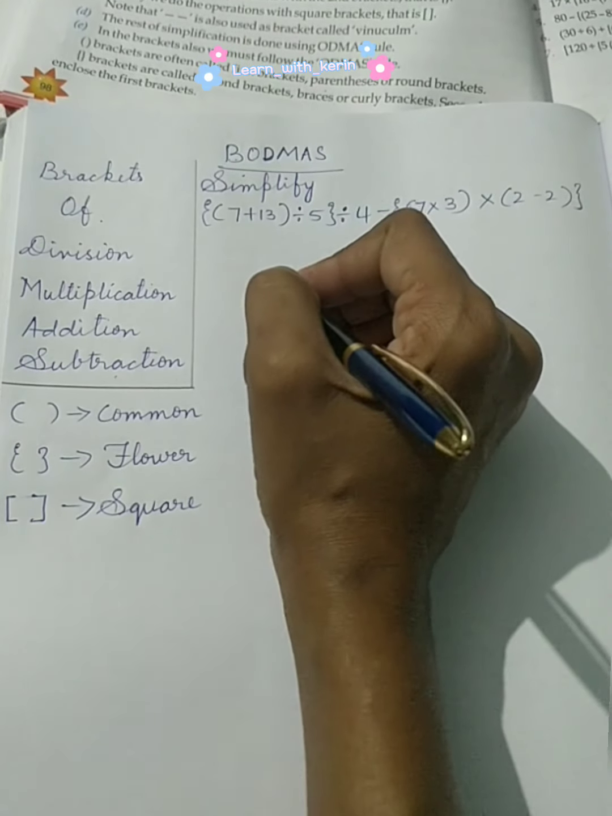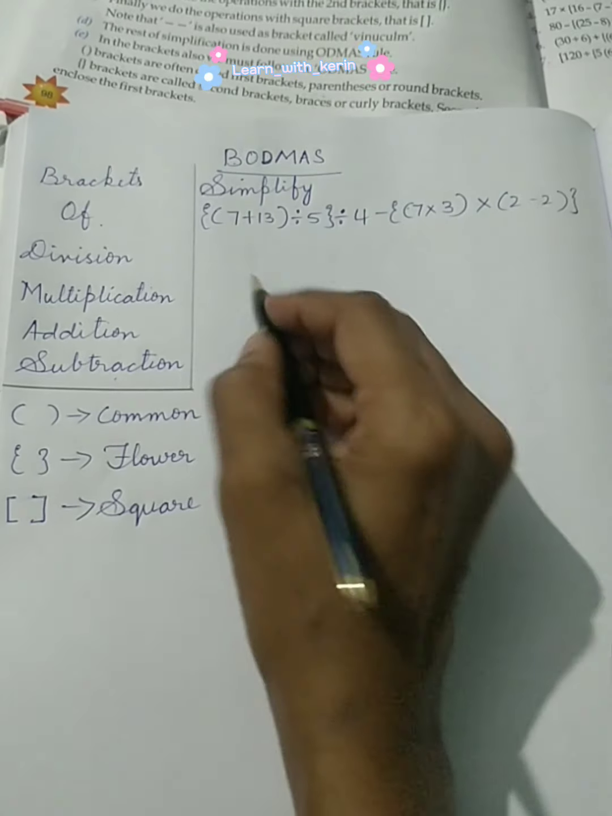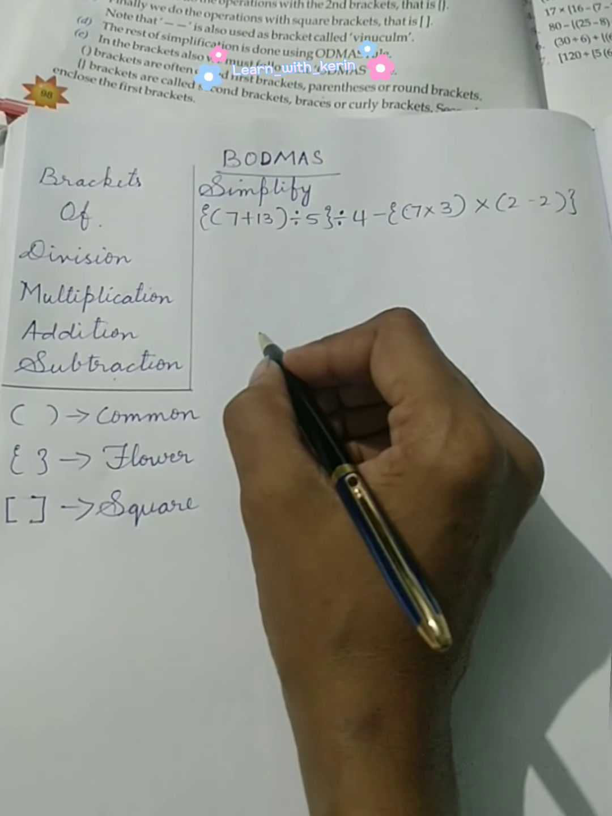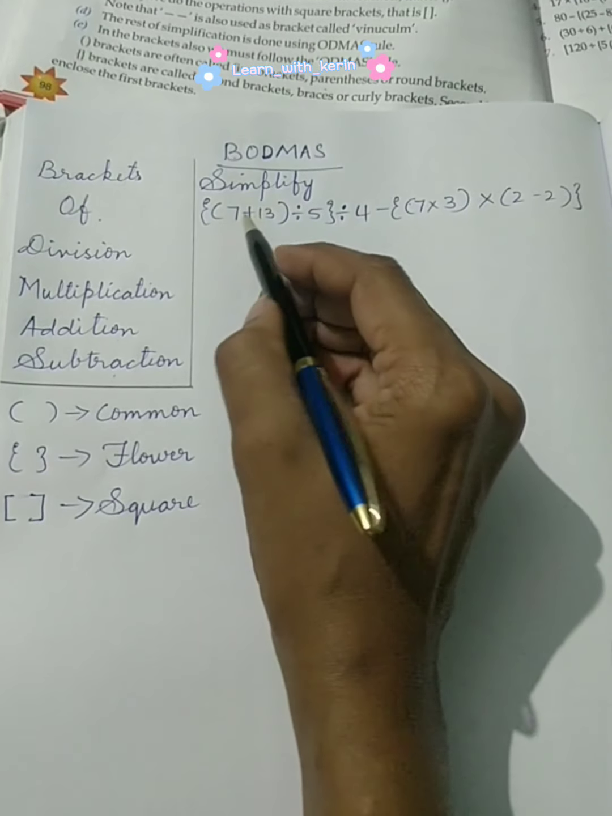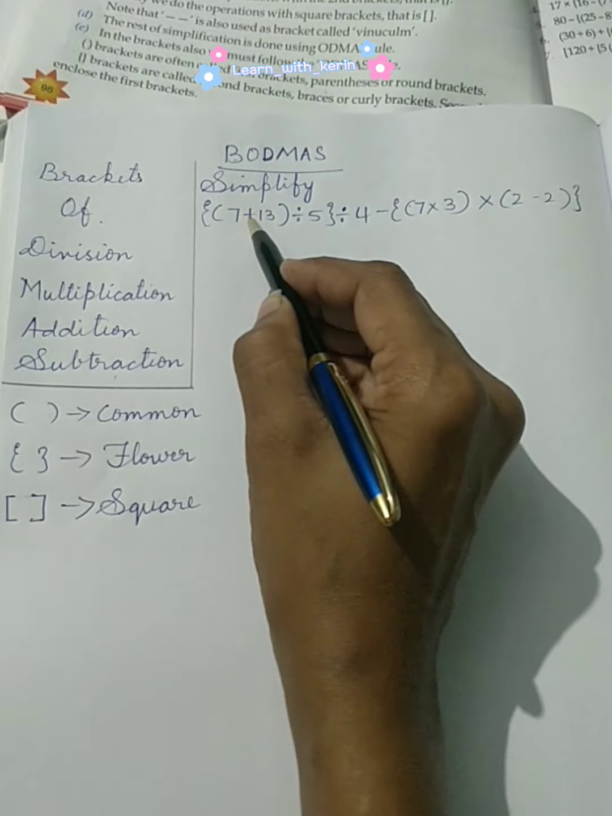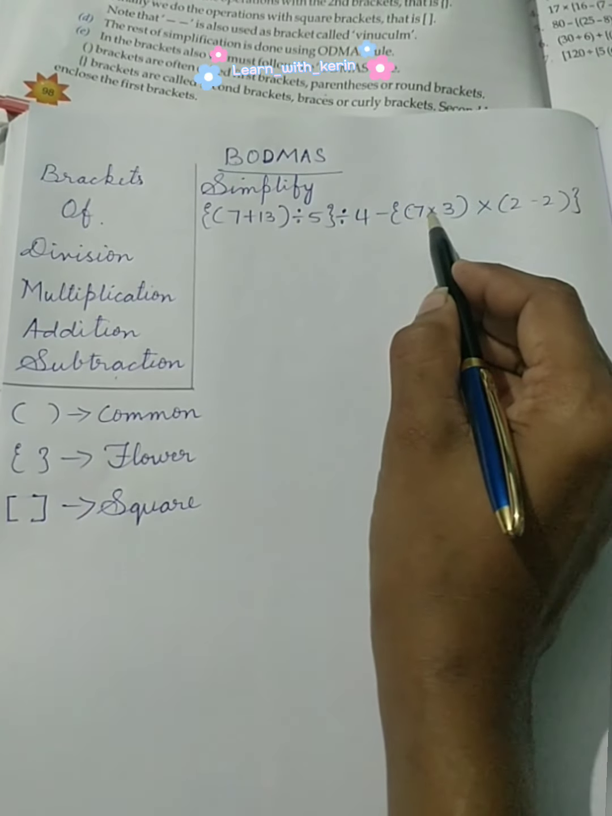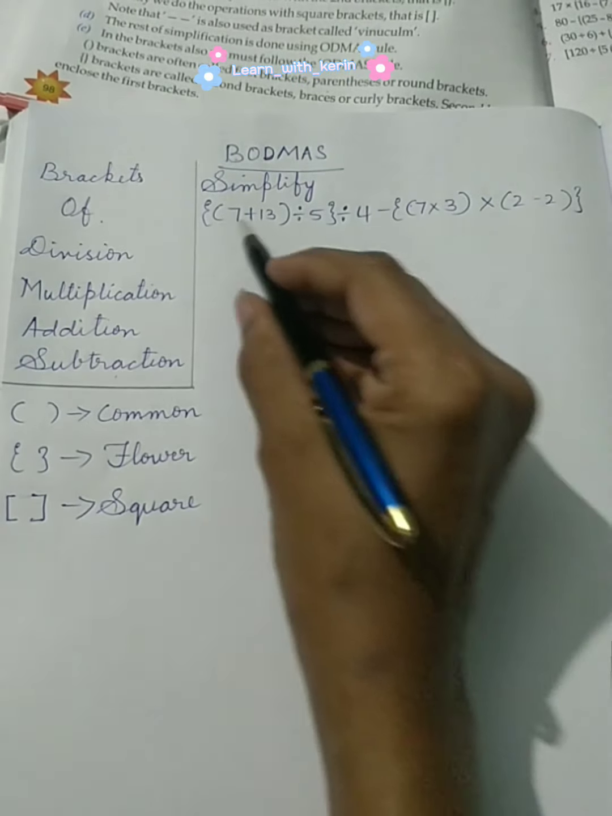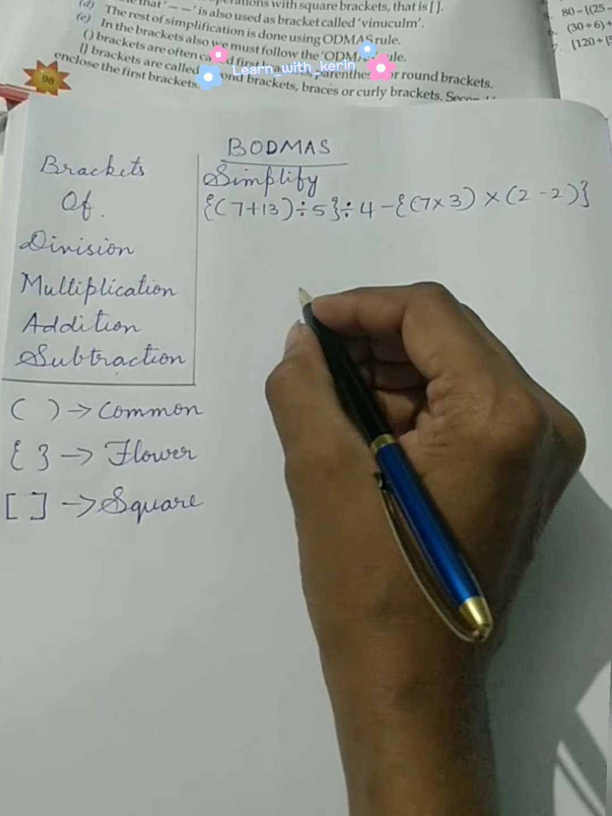Now, when and how to use the BODMAS rule? The BODMAS rule is used when the given sum has all types of operations. Operations means, children, it should have all types of sums like addition, division, subtraction, and multiplication. In such cases wherein the sum consists of all types of operations, we use the BODMAS rule.